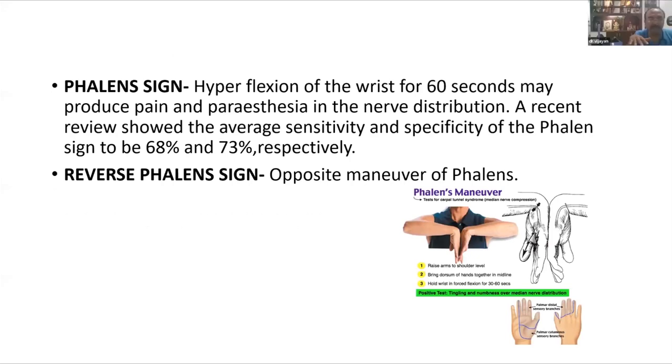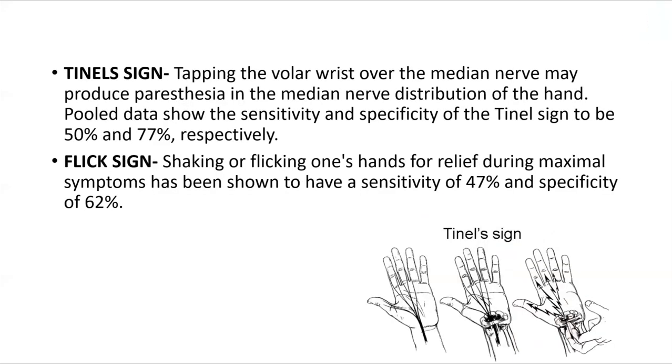A reverse Phalen sign is the opposite maneuver of the Phalen sign. It's for extension of the wrist. You can see the Phalen maneuver clearly portrayed there. This is how we should do the Phalen maneuver. And Tinel's sign, as we all know, is tapping on the volar wrist over the median nerve to produce paresthesias. Sensitivity and specificity are around 50% and 77%.